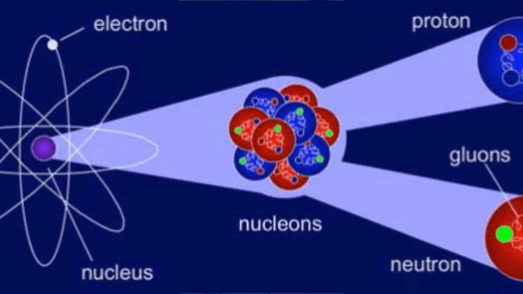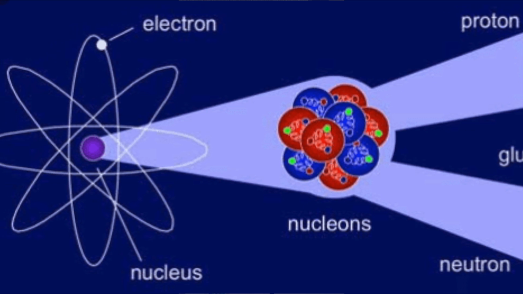Radioactivity: the spontaneous emission of particles or electromagnetic radiation, like gamma rays, from unstable atomic nuclei. Radioactive decay and half-life: the process by which unstable nuclei transform, and the time it takes for half of the radioactive nuclei in a sample to decay. So I'm going to leave you some images here.